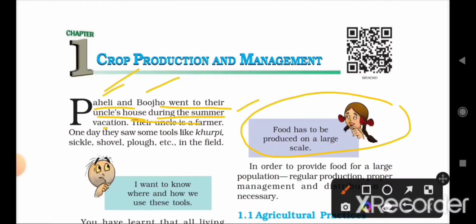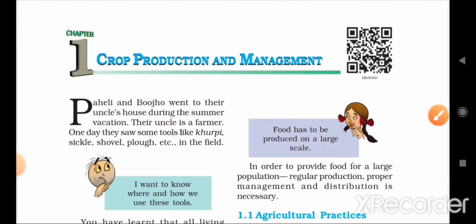Their uncle is a farmer. One day when they went to the village, they saw some tools in the field: khurpi, sickle, shovel, plough, etc.